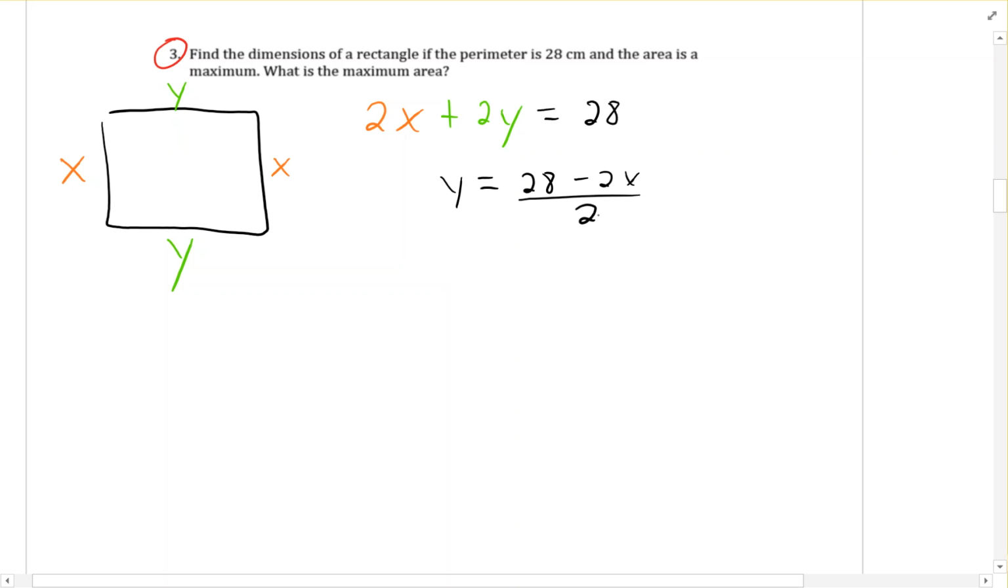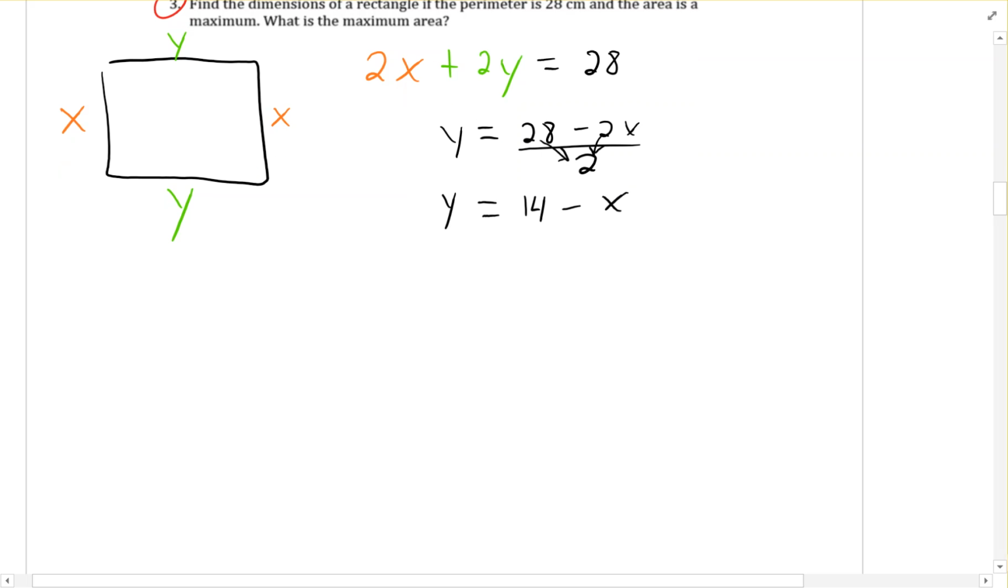And then simplifying that, 28 divided by 2 is 14, minus, and then that's just x. We just divided that by 2 and that by 2. Okay, so we got that part done.